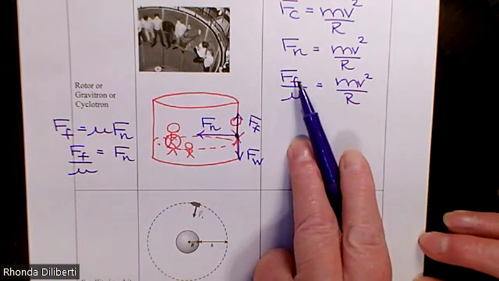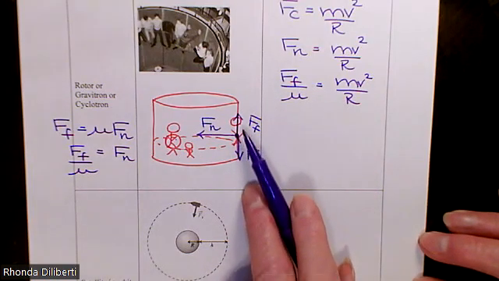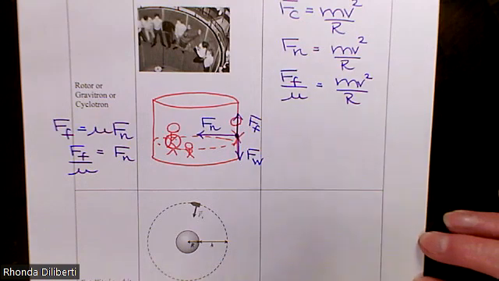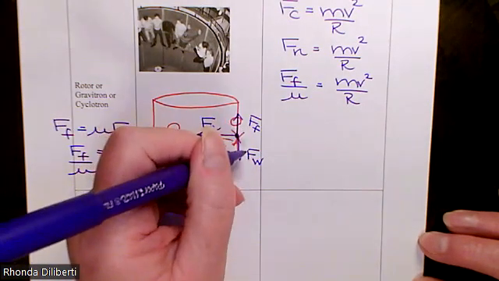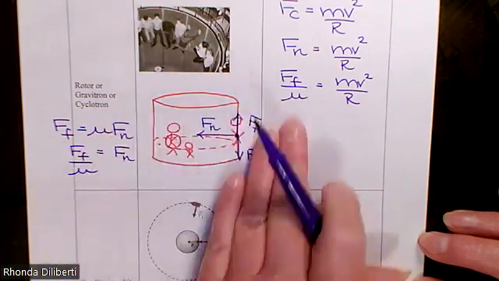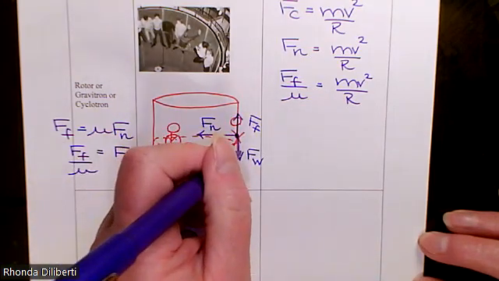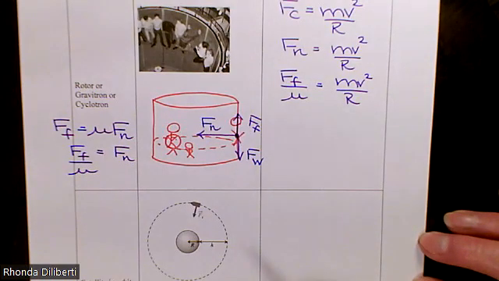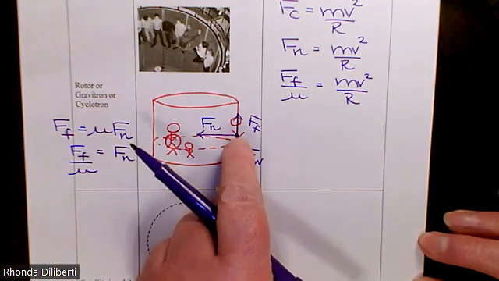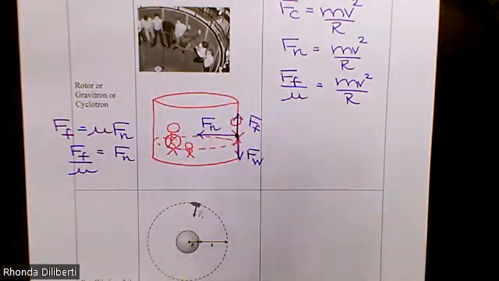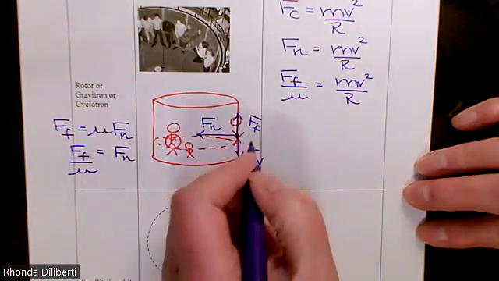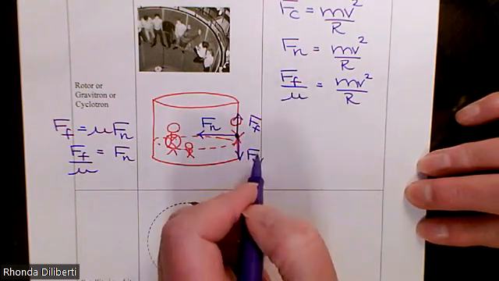And when you look at this friction, and you look at that person when they're stuck to the wall, they stay stuck to the wall. That tells me that they stay in the same plane, that FW has to be equal to FF, because if FW was bigger, they would slide down. If friction was bigger, they would go up, but they stay there stuck to the wall. So friction is equal to FW.